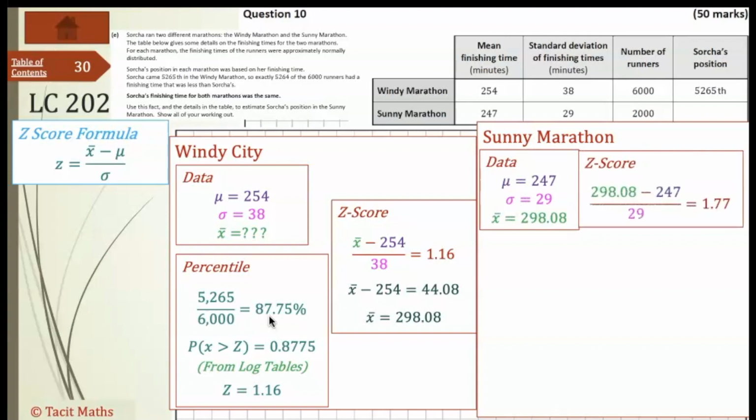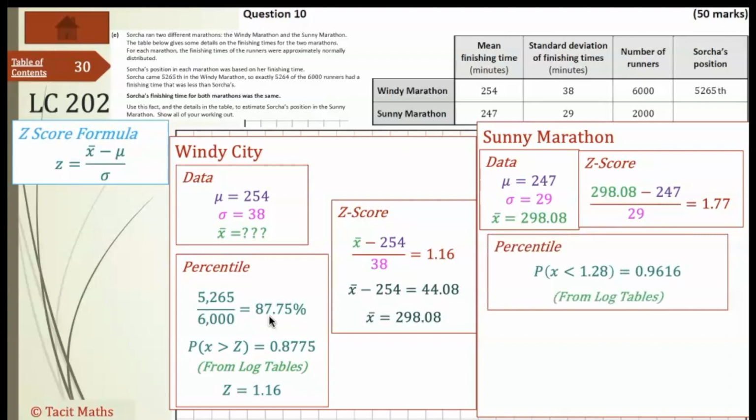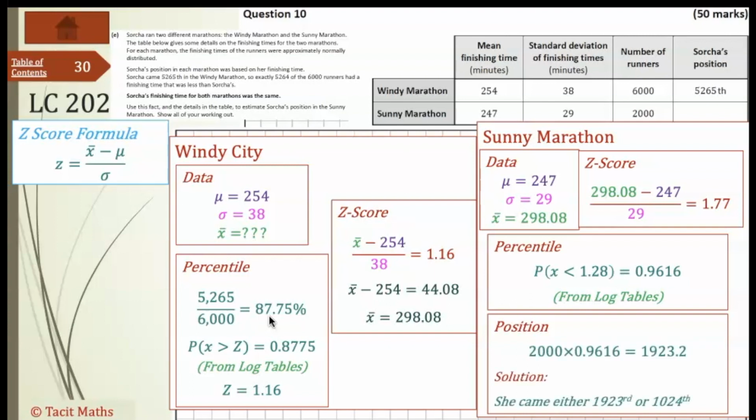If we convert that into a z-score first of all, we get 1.77. Then we go to the log tables and convert it to a percentile, and we get 0.9616, which is 96.16%. What that translates as is that when Sorka finished this marathon, 96.16% of the field were ahead of her. So if there were 2,000 people in the marathon, we just take 96.16% of that, and she finished in 1,923rd, or actually, sorry, there's a typo there, 1,924th position. So that's how you tackle the question.